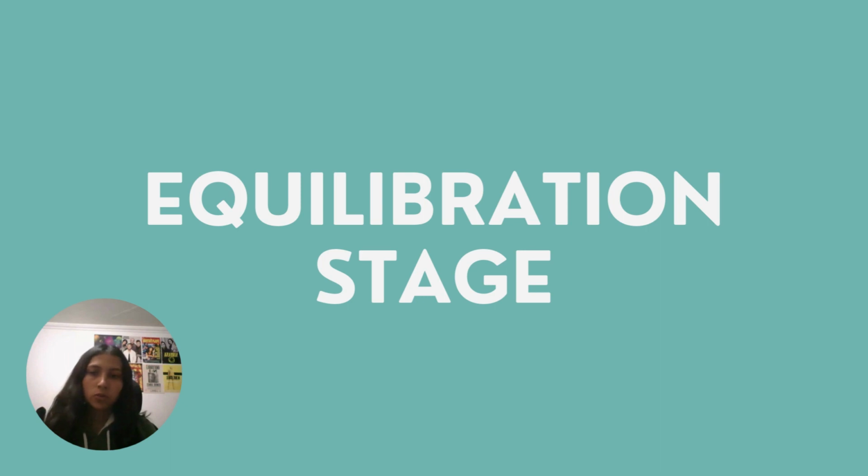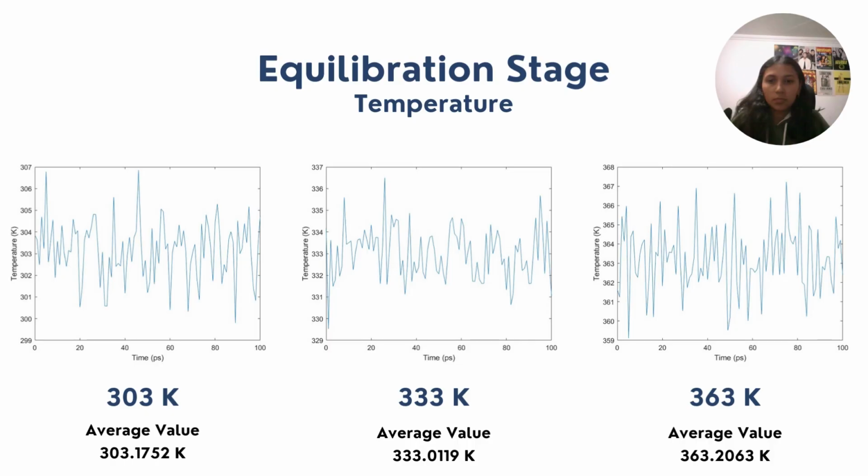Now we move on to our equilibration stage. During the time that the equilibration stage lasts, temperature fluctuations can be seen for each simulation. This is because in this stage, all the parameters must stabilize in order to run the simulation correctly. However, when we take the average of the temperature for each system, we can see that the difference is not significant.